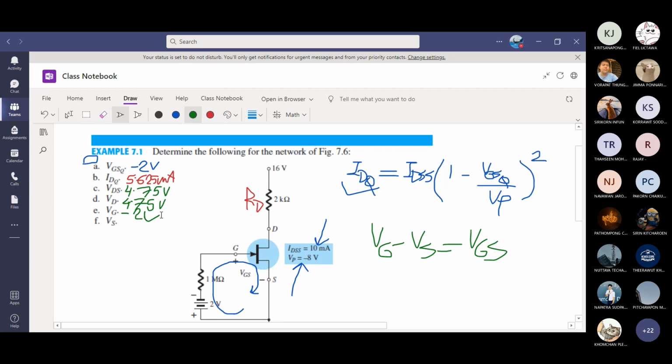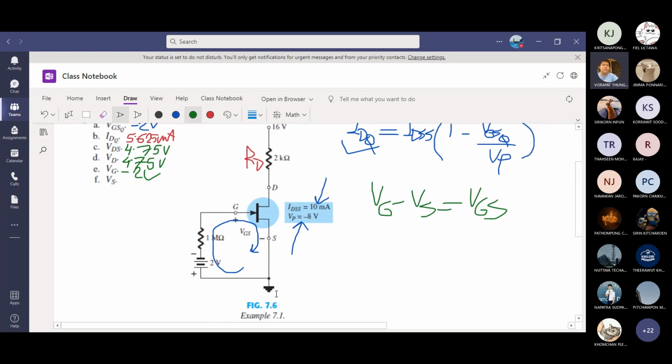The last person was Warapat, right? Yes, Ajahn. What is VS, Warapat? I got a very weird answer. What is the weird one? I got like 5,625 volts. No, look at the S. You don't even have to calculate. It is on the ground. VS is 0 volt here. You can straightforwardly say VS is 0 volt.